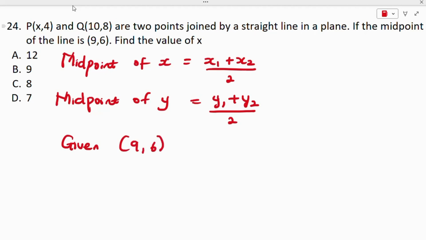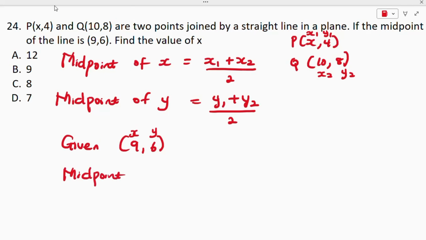So we want to simply find x. For this part, we know that 9 represents x and 6 represents y. For the midpoint, we should have P, which is x and 4, Q, which is 10 and 8. So we have this to be x1, y1, x2, y2. All right, so for the midpoint of x, which is equal to x1 plus x2 divided by 2, the midpoint of x is given as 9, which is equal to x1, which is x, plus x2, which is 10, divided by 2.